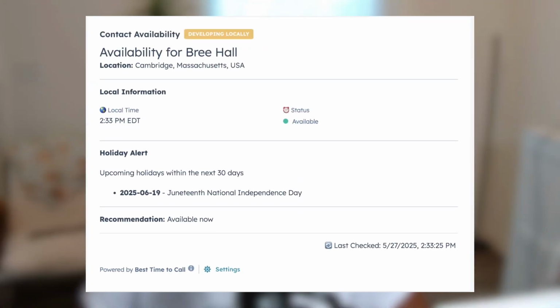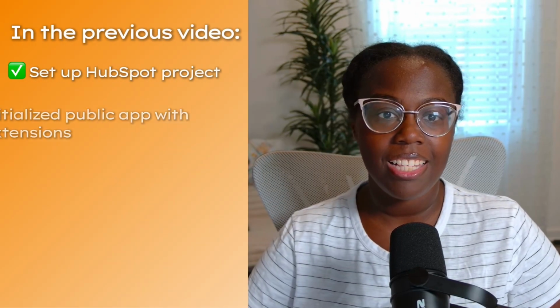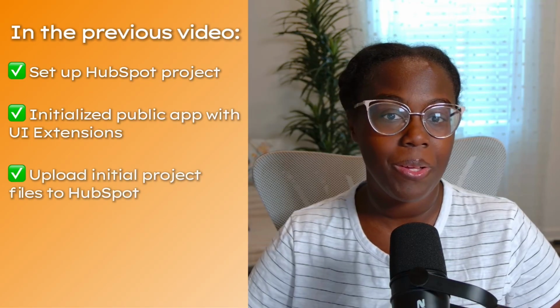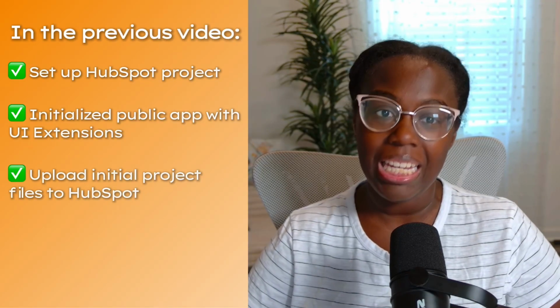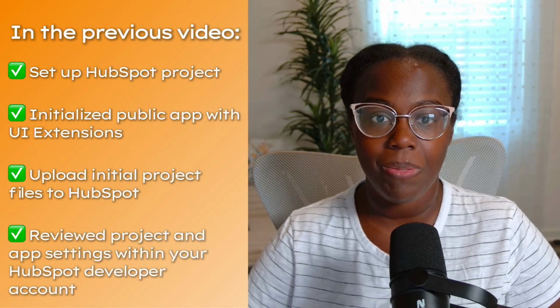If you caught our last video, we started building a contact global availability public app card with HubSpot's UI extensions. We successfully set up our HubSpot project, initialized our public app with UI extensions, and got our initial project files uploaded using the HubSpot CLI. We even explored exactly where to find and manage your project and app settings within your HubSpot developer account.